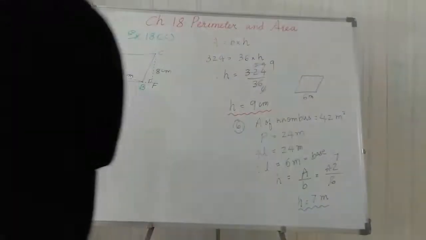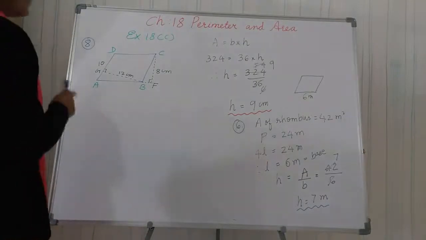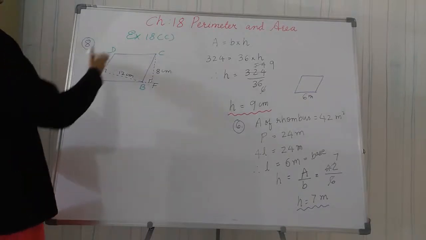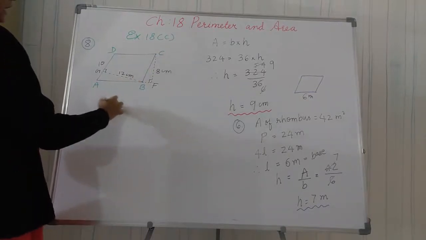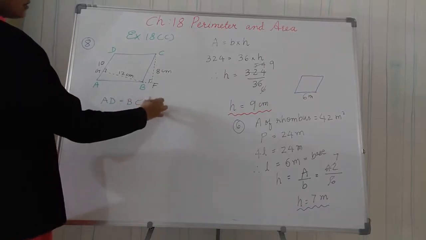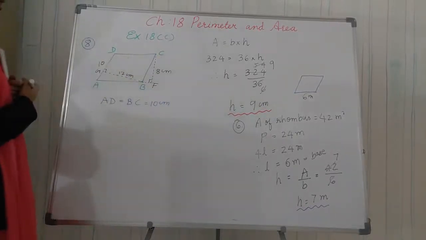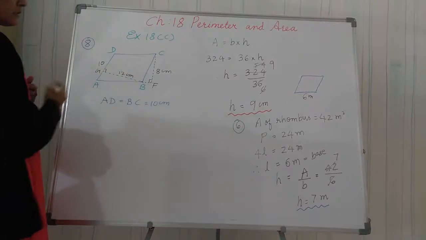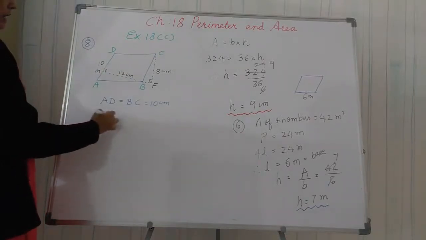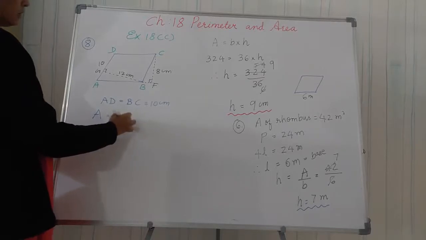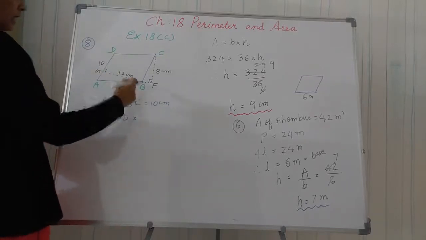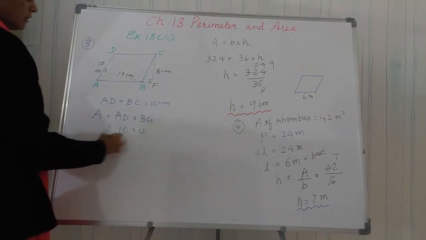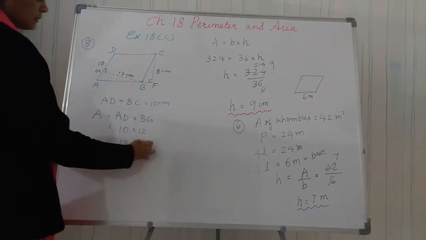So now students, first of all you have to see here that we have this side AD, which is the base. So AD is the same as BC. I am writing AD is equal to BC is equal to 10 centimeters. Both the opposite sides are equal. And on it, this 12 centimeter is the altitude. So we can find area as AD multiplied, that is the base, and this is the height BG. So 10 into 12, which is 120 centimeters square.